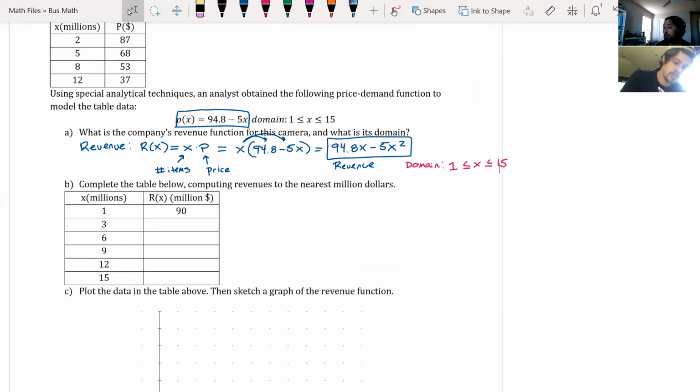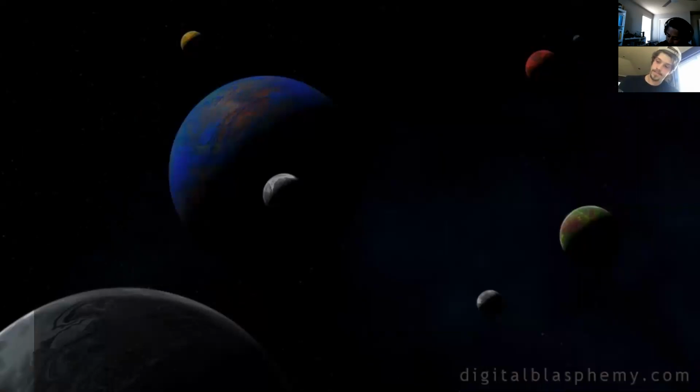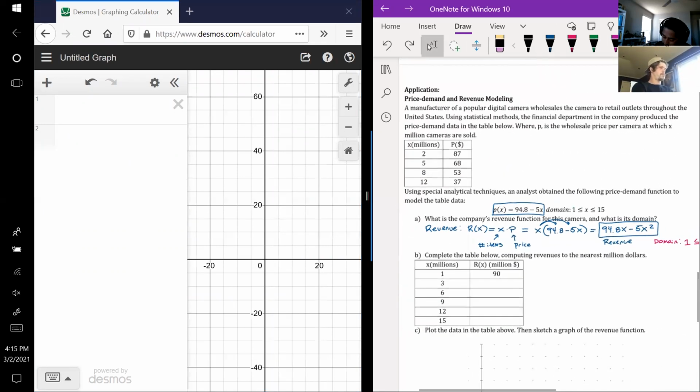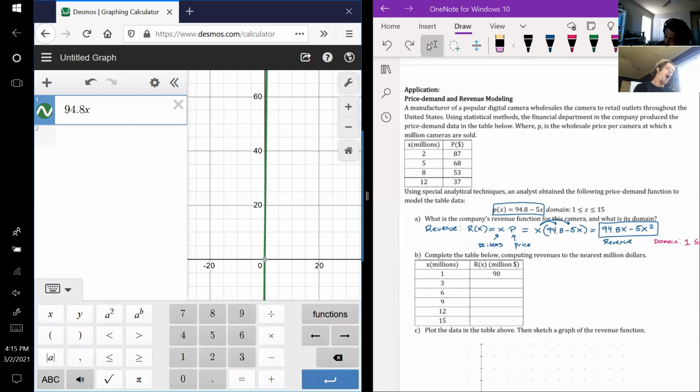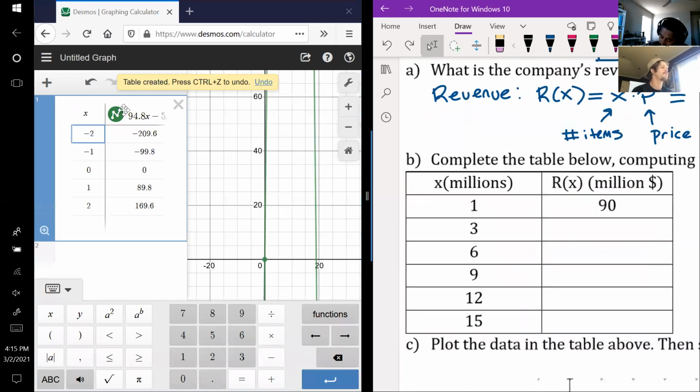B, complete the table below, computing revenues to the nearest millions of dollars. So what we're gonna do now is compute the revenue function by plugging these values in for X. Okay. So good old trusty Desmos is going to work for this one. Let me go ahead and type in our revenue function. We have 94.8x minus 5x squared. And I'm going to use the table feature in Desmos, which means all you have to do is click that gear icon right above your equation and click the table button. And there we go.